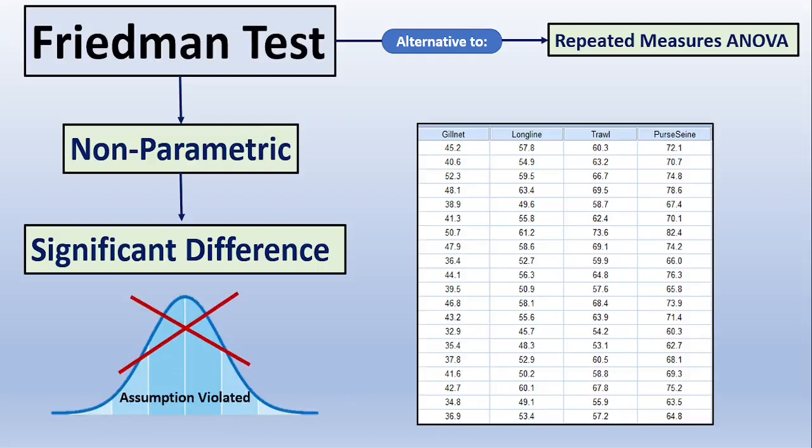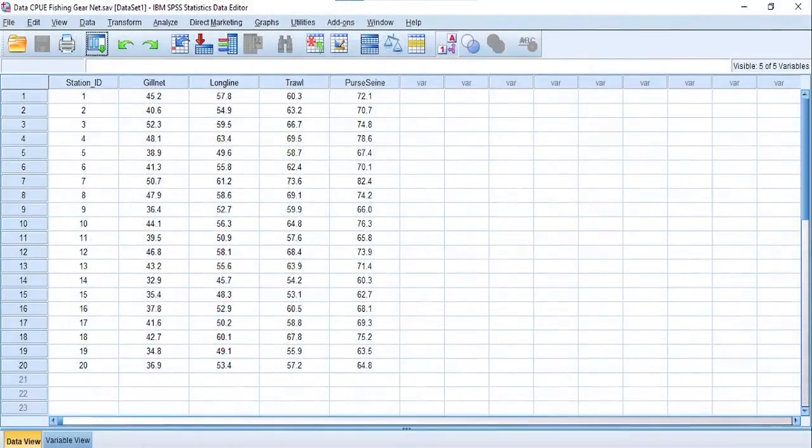Friedman Test works by ranking the values within each subject, comparing the sum of ranks across the different treatments, and determining whether the differences in ranks are too large to be due to chance. The process compares the differences in medians across repeated measures. Now, let's inspect the dataset for this demonstration.